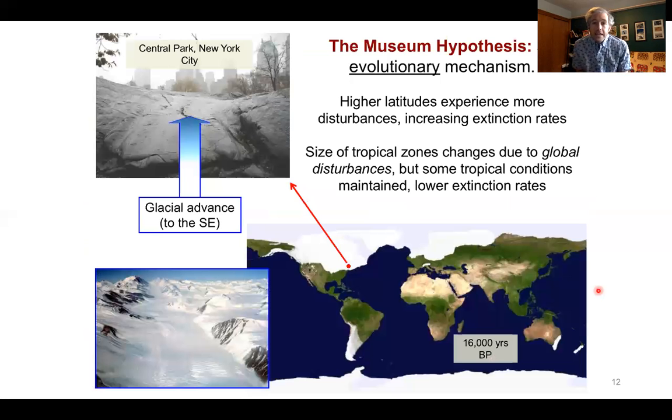Then we have things like the museum hypothesis. This is an evolutionary mechanism. And the idea behind this is that higher latitudes experience more disturbances, and these disturbances increase extinction rates. So one of the big examples of this was things like the Ice Age. So this is a map of the globe from 16,000 years before present, and this white area is the extent of the Arctic ice sheet during the Ice Age.